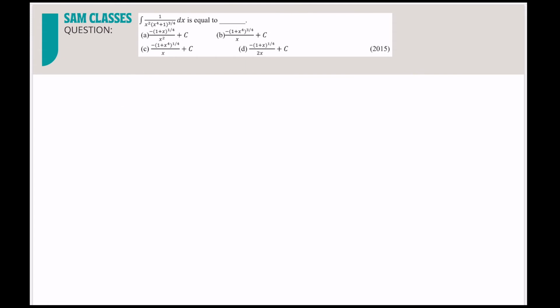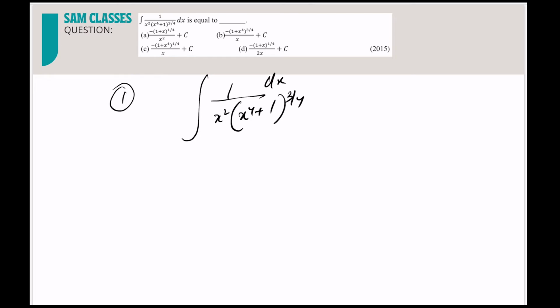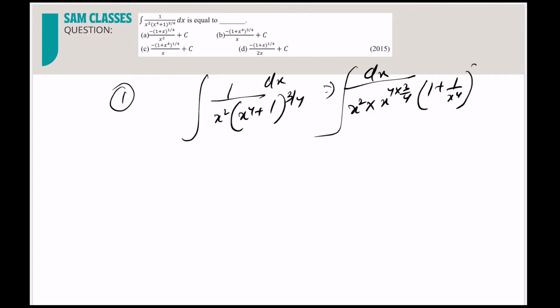Now this question we can do by the method of substitution also. See, there are a lot of ways to do this question. So let's see how we will approach the problem. The moment I'm seeing this question, I can go backwards also, but I will go by the method of substitution. Let's see what we have: 1 by x square into (x power 4 plus 1) whole power 3 by 4. What I'm going to do is take x power 4 outside. So dx by x square into x power 4 into 3 by 4, 1 plus 1 by x power 4. Correct.